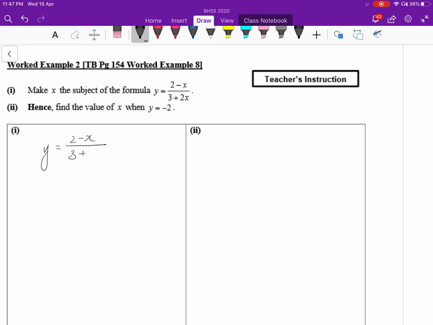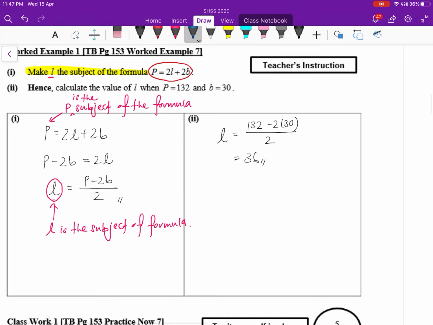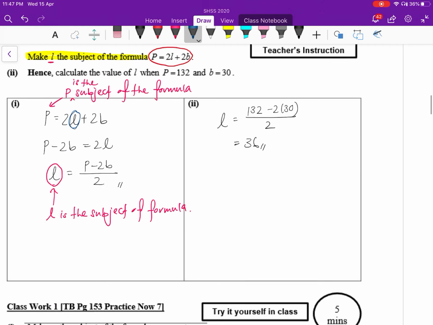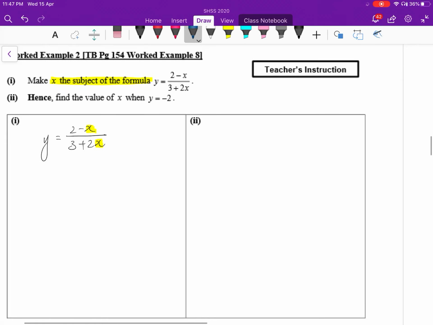If you read the question, it's y equals 2 minus x over 3 plus 2x. And they want you to make x the subject of the formula. Now, the difficulty of this question is that there is an x here and there's an x here. There are two x's on the right side. If you take a look at our previous example, there's only one L here. So it's very easy if I just have one L on the other side. But if I have two, the way to do it is a little bit different.